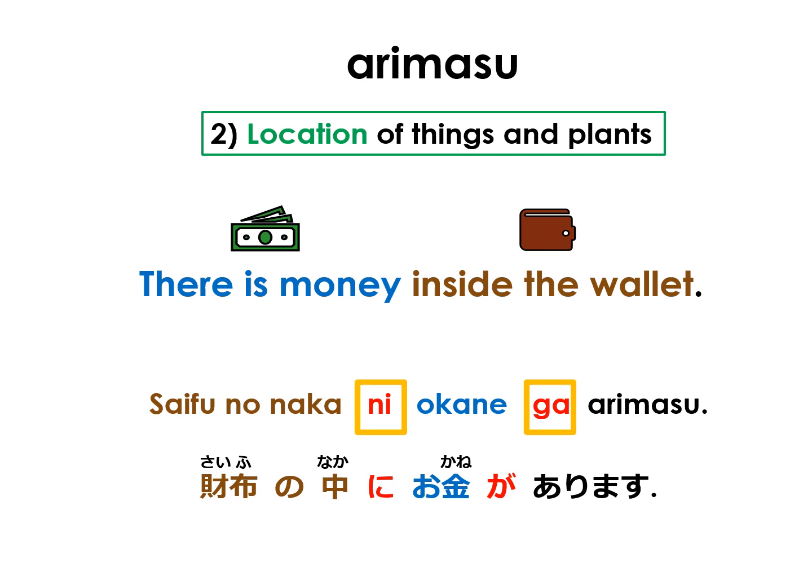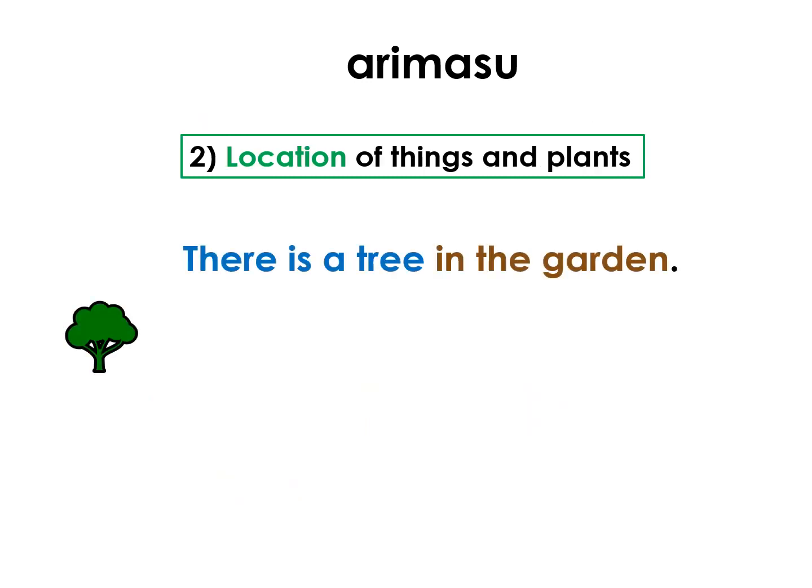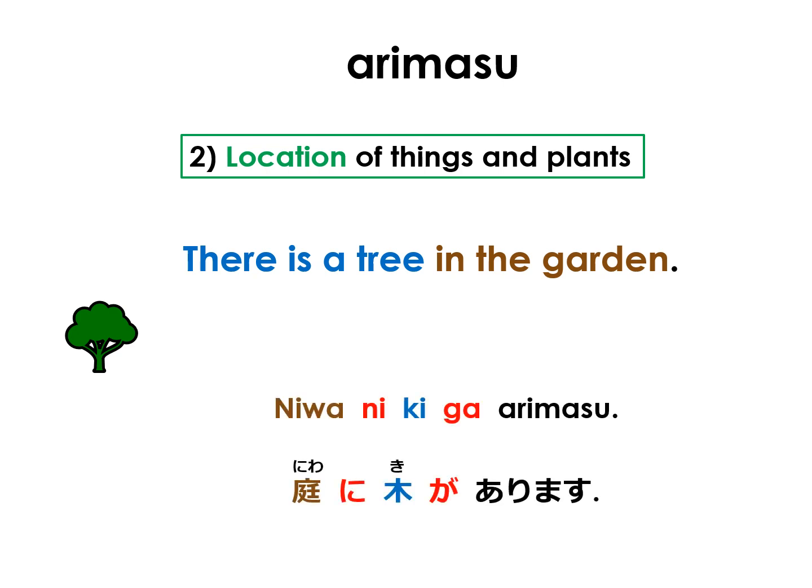Then the verb arimasu. Saifu no naka ni okane ga arimasu. To say there is a tree in the garden, we say niwa ni, which is the location and preferably said first. Then what exists, ki ga, then the verb arimasu. Niwa ni ki ga arimasu. In the garden, the tree exists.